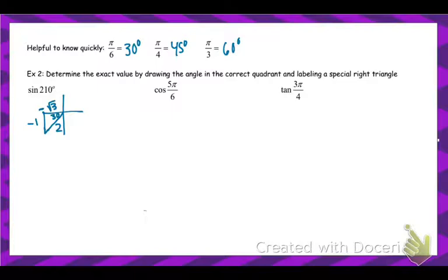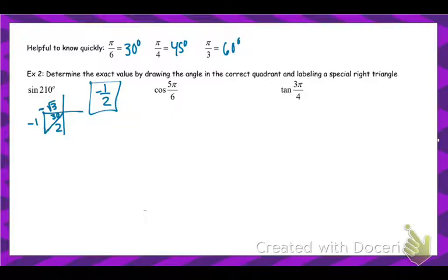So once our triangle is drawn, now what we can do is we can just evaluate the sine of 210. So we want the opposite over hypotenuse. So from that 30 degree angle, my opposite over hypotenuse is negative 1/2. So the sine of 210 degrees is a negative 1/2.